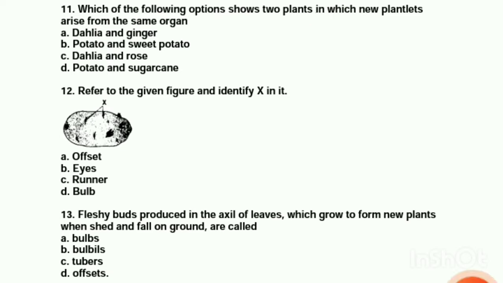Refer to the given figure and identify X in it. Mark X in it. Eyes. B. Fleshy bud produced in the axil of leaves, which grows to form a new plant which sheds and falls on the ground, are called bulbils. B.